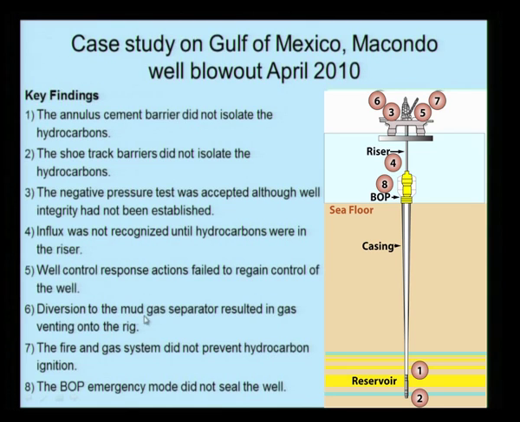The diversion to the mud gas separator, which is located on the top side, resulted in the gas venting onto the rig. The fire and gas system did not prevent the hydrocarbon ignition coming from the riser. The BOP emergency mode did not seal the well completely. So, all these consequences of events resulted in the blowout of the Macondo well in the Gulf of Mexico in April 2010.